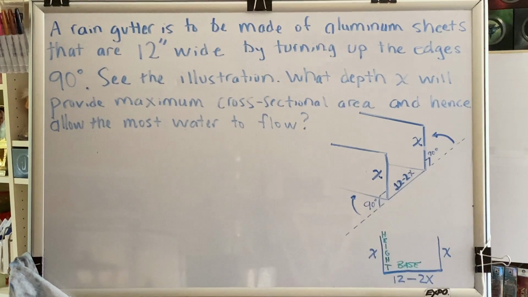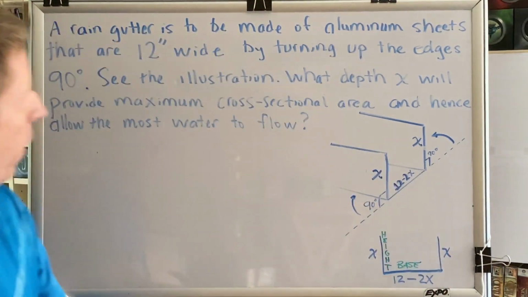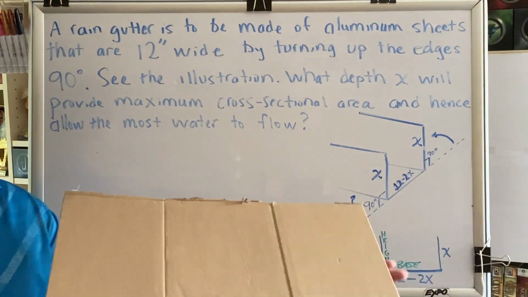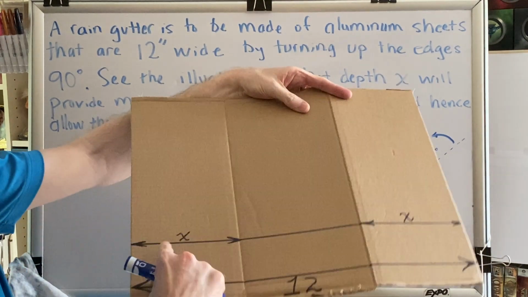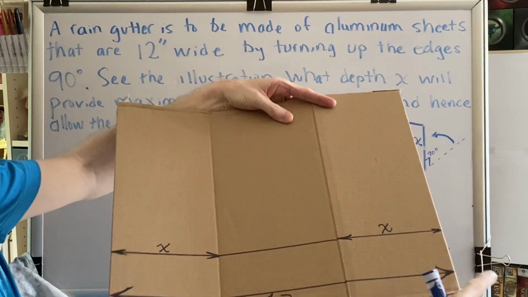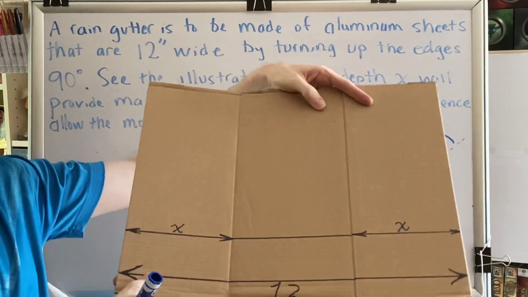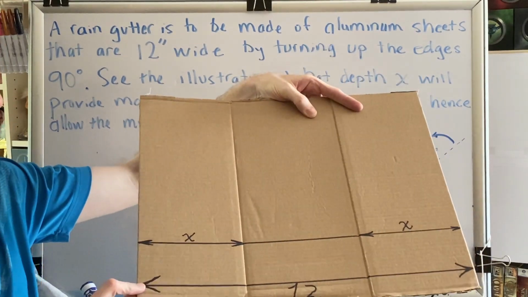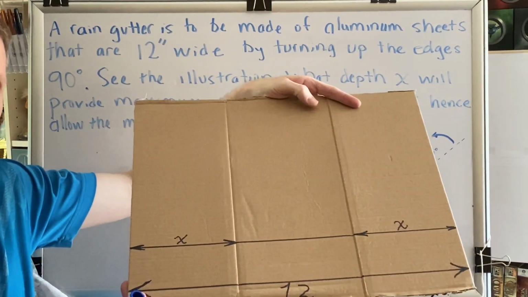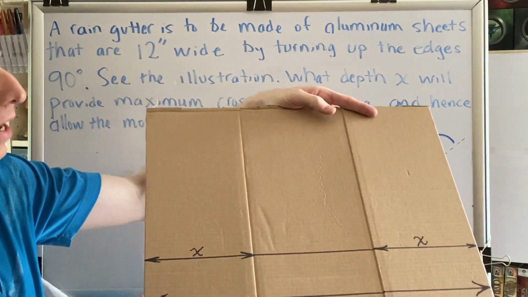Alright, so I want you to imagine that this is our aluminum sheet. And we can see that our aluminum sheet is 12 inches wide. Now, this is actually not drawn to scale. This piece of cardboard is a little bit wider than 12 inches, but I think it will demonstrate the point that I'm trying to make.